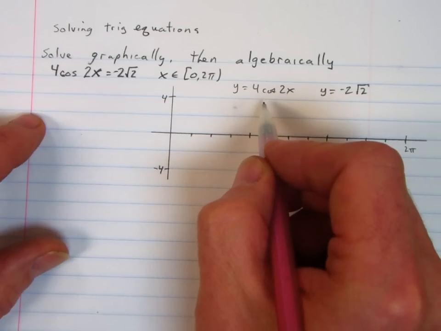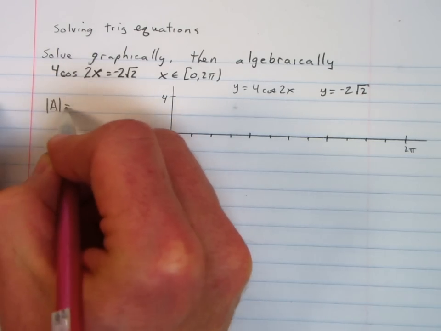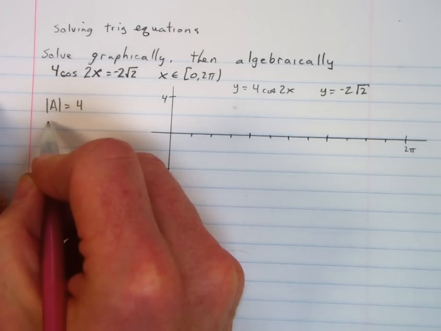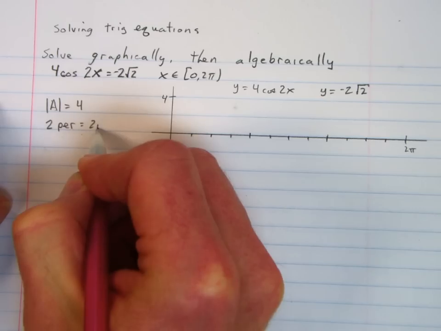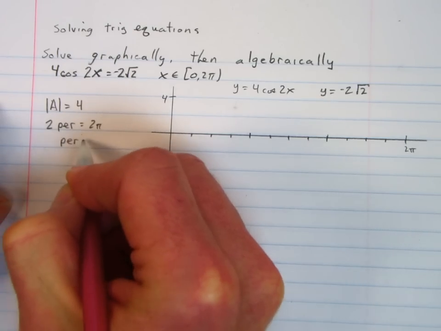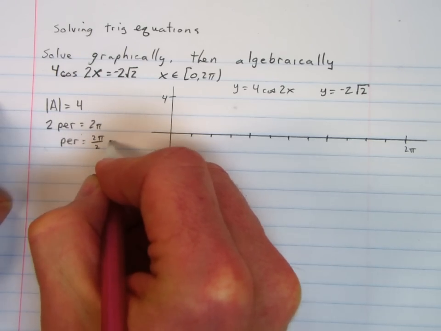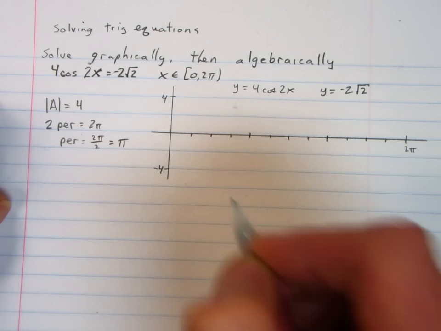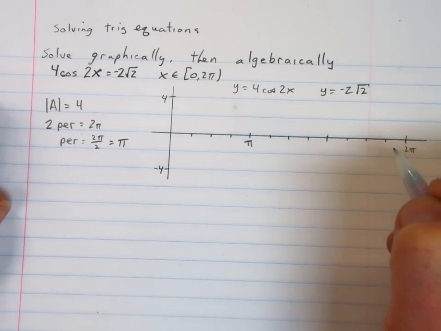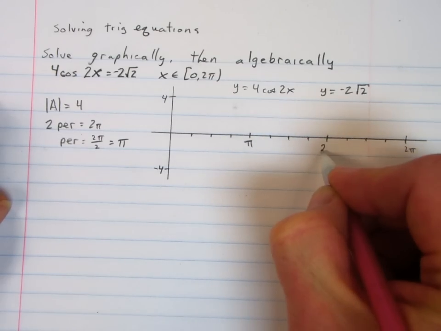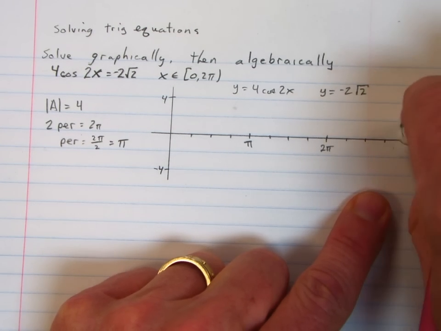Starting with 4 cosine 2x, we know that the amplitude is 4. We know that there will be 2 complete periods in 2 pi, so 1 period will equal 2 pi over 2, or pi. So we'll have pi, 2 pi. I'll erase this one.